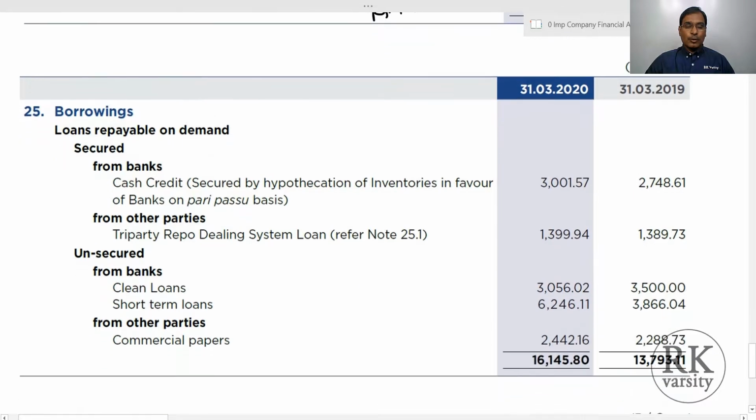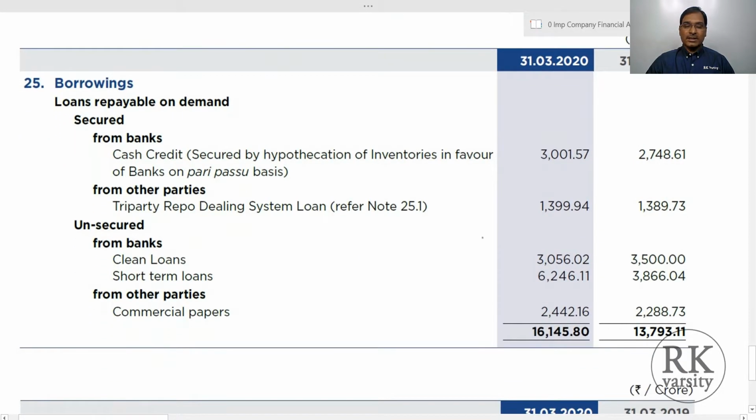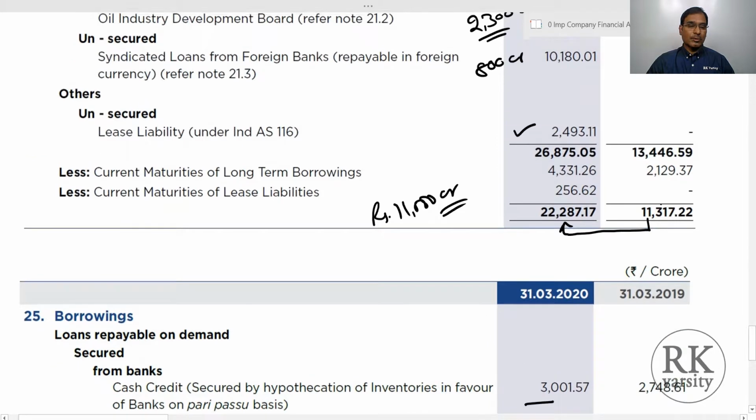Similarly, in borrowings in the short term, you can see there is an increase in cash credit of nearly 250 crore here. Then there are short-term loans. There is an increase in short-term loans also, from 3,000 crore to 6,000 crore, nearly 2,800 crore of borrowings here. So here you can see that the company borrowed both long-term borrowings as well as short-term borrowings. Long-term borrowings in the form of debt.